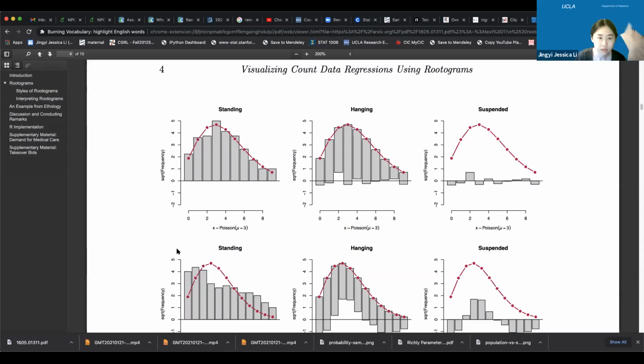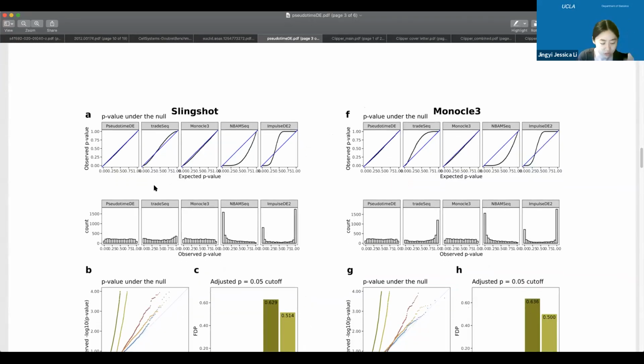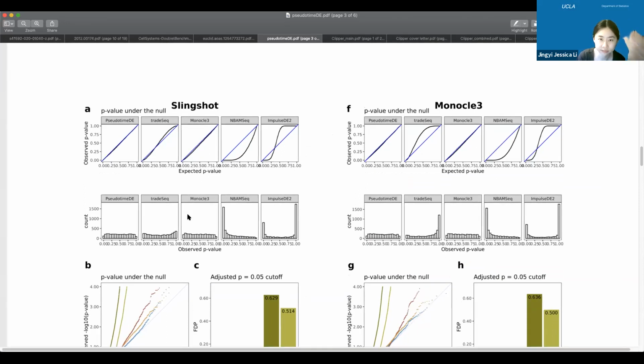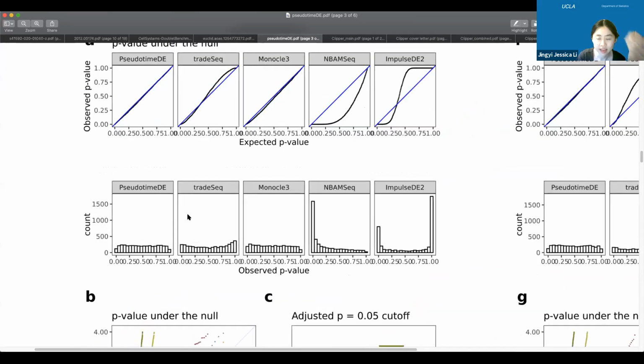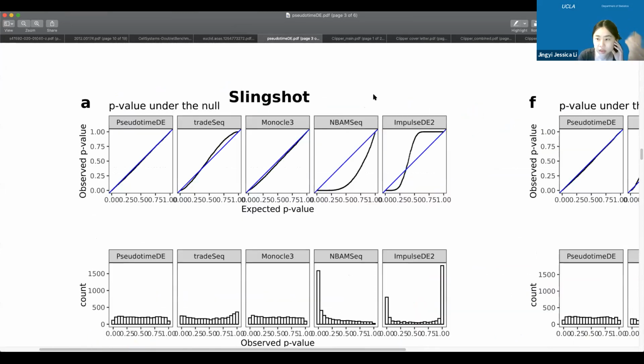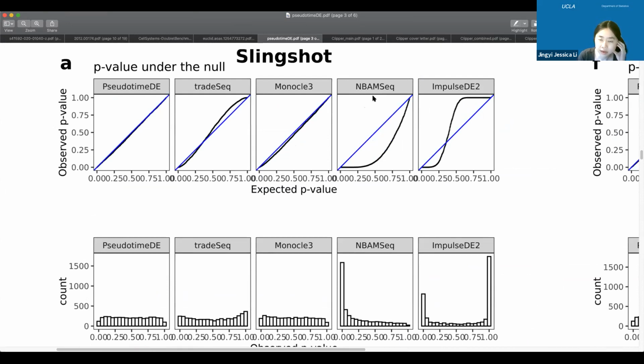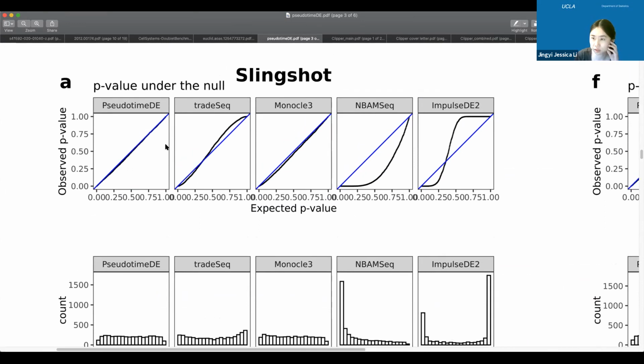So this is from our own paper, and our message is that there are several methods for finding temporally differentially expressed genes from single cell RNA-seq data. That's the setting, and these are the existing methods. Our main point is that many of them cannot really produce valid p-values. In other words, the p-values under the null hypothesis are clearly not uniform from 0 to 1. So you see that this is something we consider to be totally off.